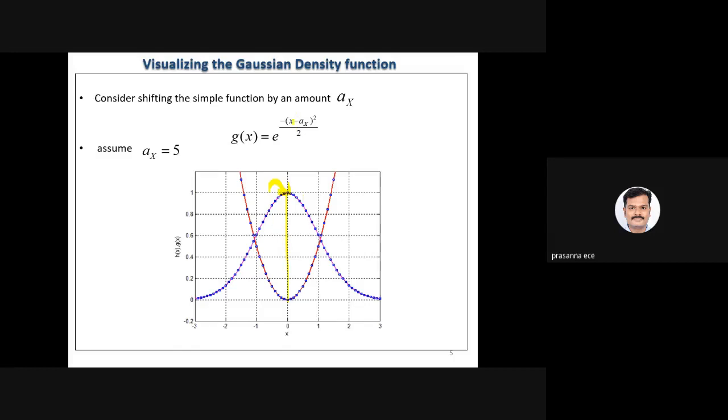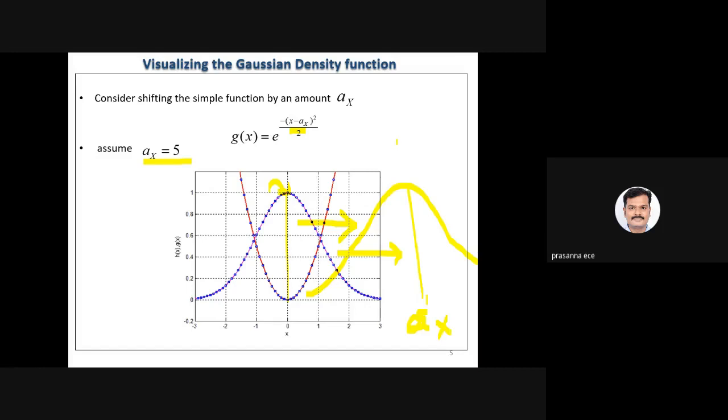So for x minus ax, when ax equals 5, what happens? This entire graph shifts towards the right, and it reaches 5. So this entire graph is shifted to this point. At 5 you have a peak occurring. That is how we have to interpret this x minus ax. So instead of 5, if we generally represent that by ax, the entire graph moves to the point where ax is located.